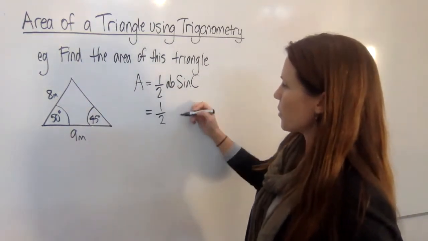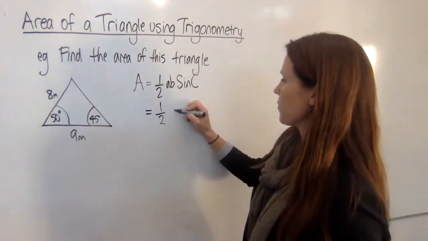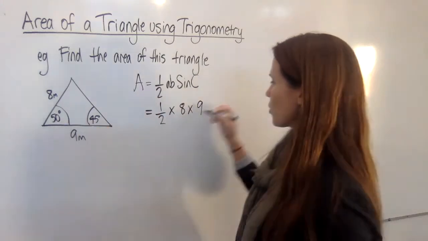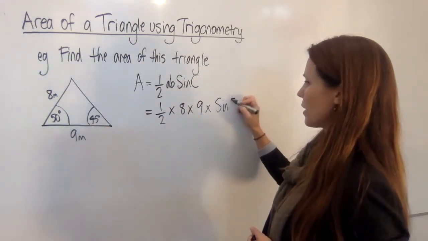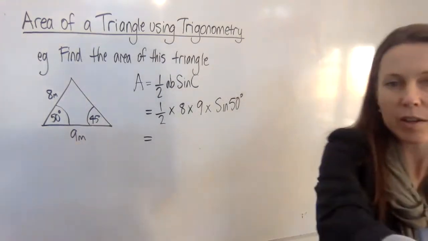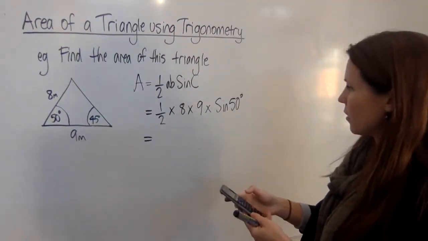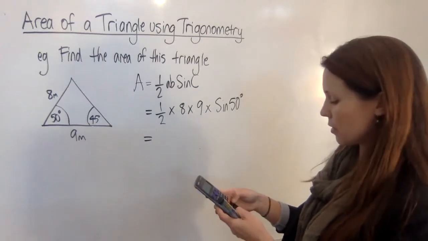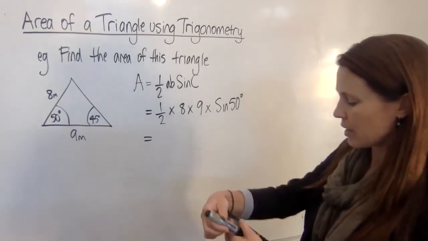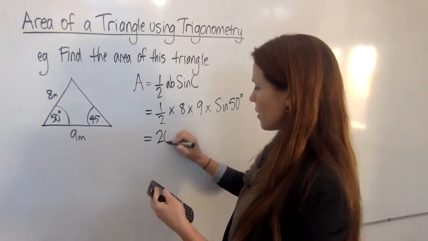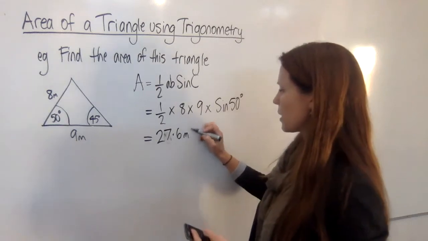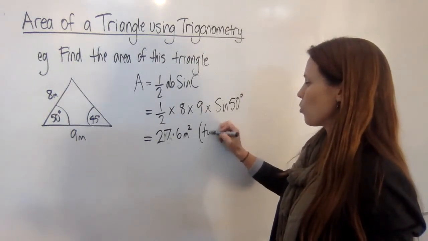Then we substitute in what we know. We need two sides, and we need the angle that sits between them, the sine of that angle. Now, 50 degrees, I don't know the exact values for that, so I'll have to reach for my calculator. Half of 72, that's 36, times sine of 50 degrees gives me 27.6 metres squared to one decimal place.